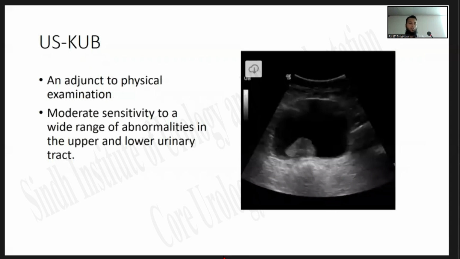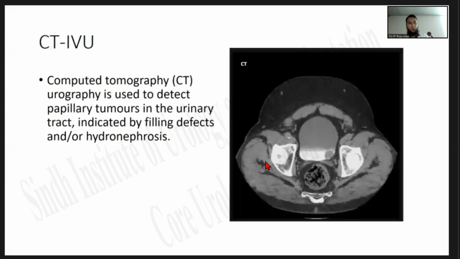If any patient presents with a history of hematuria, start from the diagnosis of the bladder. After taking the history, we do an ultrasound first. This shows a hypoechoic lesion in the base of the bladder, with moderate sensitivity to a wide range of abnormalities of the upper and lower tract, to rule out any abnormalities.